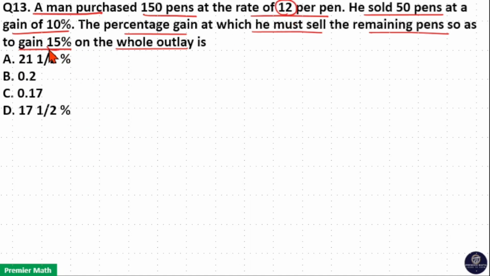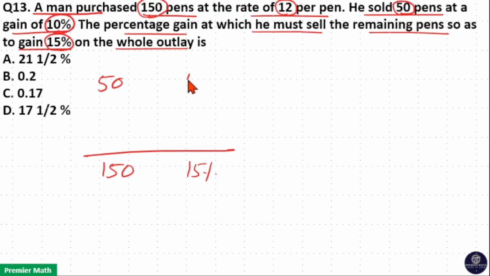Now we need to get 15% on the whole transaction, that is 15% from this total 150 pens. So we need to get 15% profit from this 150 pens. Out of this 150, he already sold 50 pens at 10% profit. Now the remaining are 100 pens. So we should sell 100 pens at X percentage profit to get 15% total profit from this 150 pens.